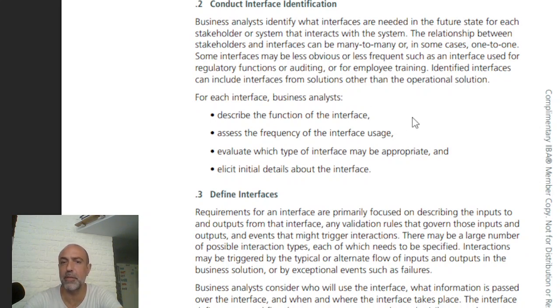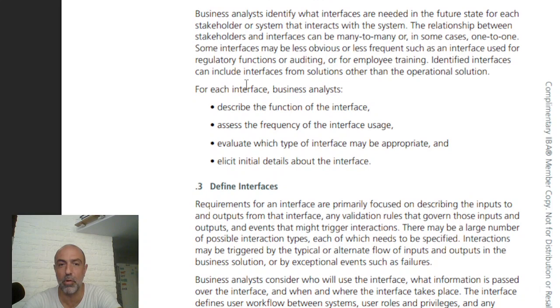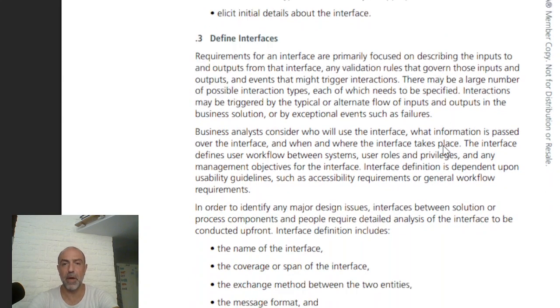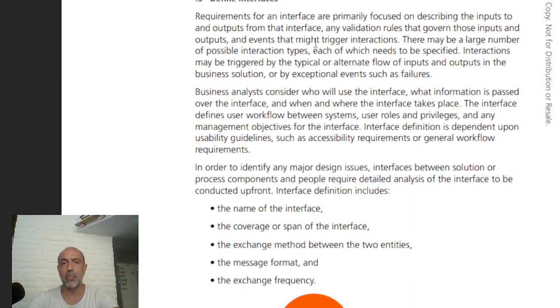Identified interfaces can include interfaces from solutions other than the operational solution. For each interface, business analysts describe the function of the interface, assess the frequency of the interface usage, evaluate which type of interface may be appropriate, and elicit initial details about the interface. Defining the interface requirements. Requirements for an interface are primarily focused on describing the inputs and the outputs from that interface, exactly what goes in and what goes out, and the messages in between if something goes wrong, because an interface does not return one thing.